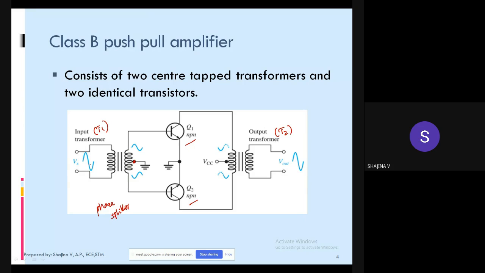That is, to the primary we are applying the input signal. ഞാൻ പറയുന്നതിന്റെ കൂടെ ആ സർക്യൂട്ട് സിഗ്നൽസും കൂടെ വരച്ചു പോയിക്കോട്ടോ.